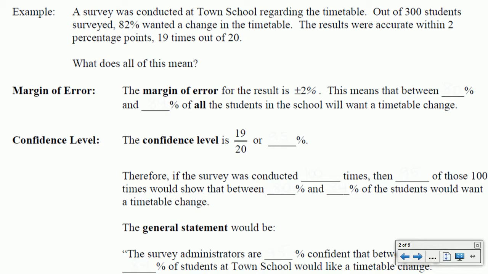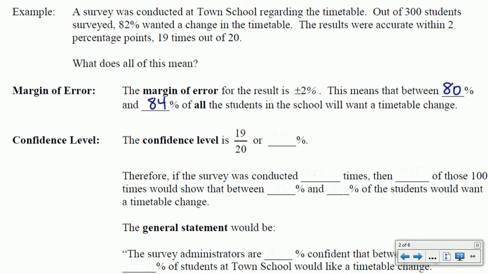So we're going to read through example number 1 together, and I'm confident you can fill in the blanks. Feel free to pause the video at any moment if you need some time to work anything out. So a survey was conducted at Town School regarding the timetable. Out of 300 students surveyed, 82% wanted a change in the timetable. The results were accurate within 2 percentage points 19 times out of 20. So what does all of this mean?